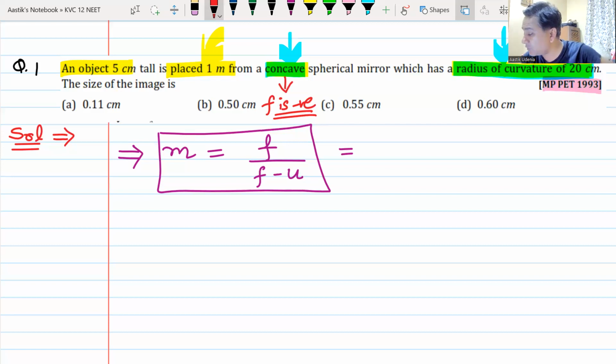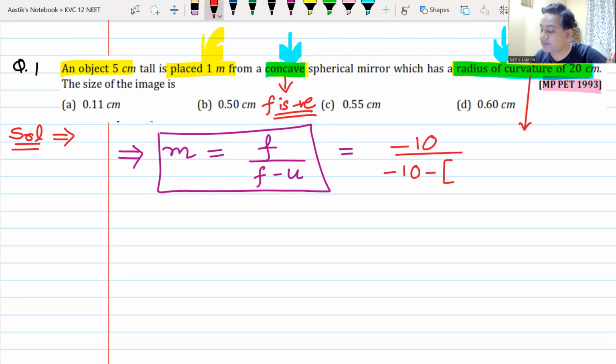And how do I get the focal length from the radius of curvature? Can you tell me that? Minus 10, sir. It is r by 2. Radius of curvature is 20, divided by 2, 10. So focal length is minus 10. So I write minus 10 here, my dear friends, divided by, again, focal length, that is minus 10 minus, what is the value of u, my dear friends?